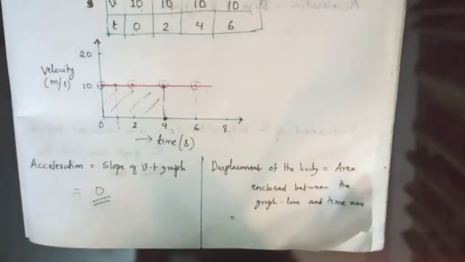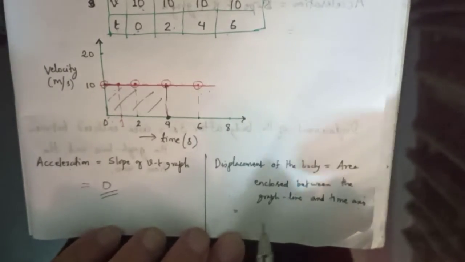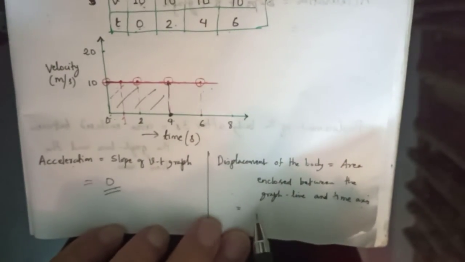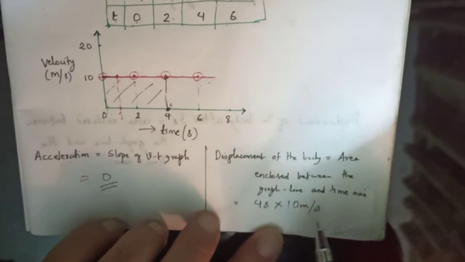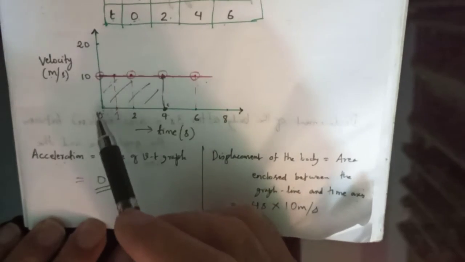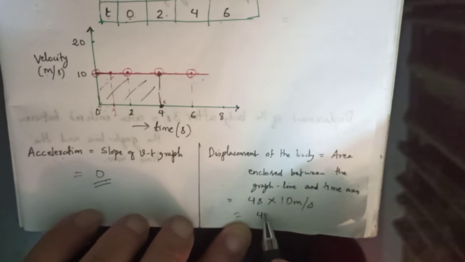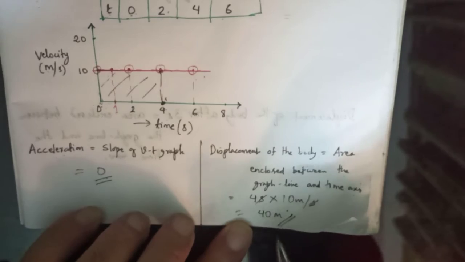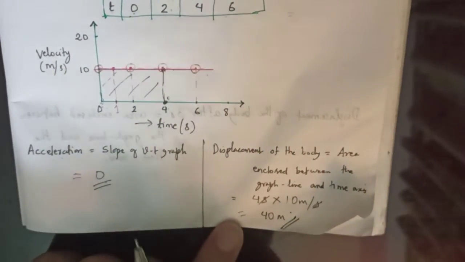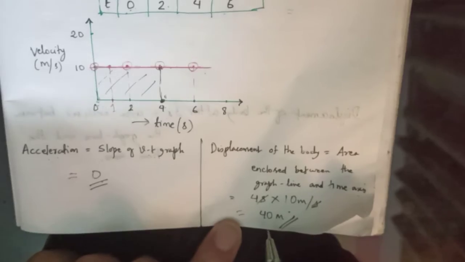You can clearly see this area is rectangular. So the area of the rectangle is given by length into breadth. From here to here is length. Length is 4 seconds. And the breadth from here to here is 10 meter per second. So if you multiply these two, you will get 40 meter second, and second gets cancelled. So you get 40 meter. So the displacement of this body after 4 seconds is 40 meter.